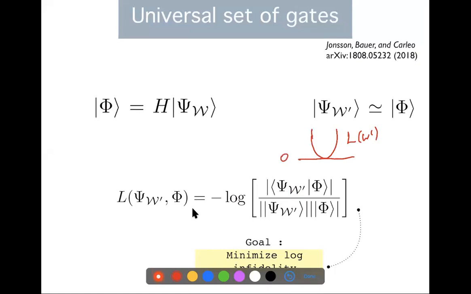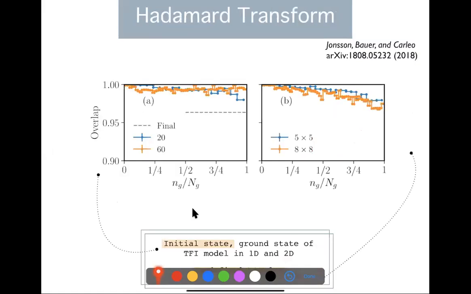So we can play the same game that we played before with the ground state, but this time minimizing not the energy, but this loss function, which is related to the infidelity. So why do we care about this? Well, we want to see, for example, how hard it is classically to simulate a quantum computer. For example, if we actually need to run a certain quantum algorithm on a quantum computer, or if we can hope to approximate that algorithm on a classical computer.